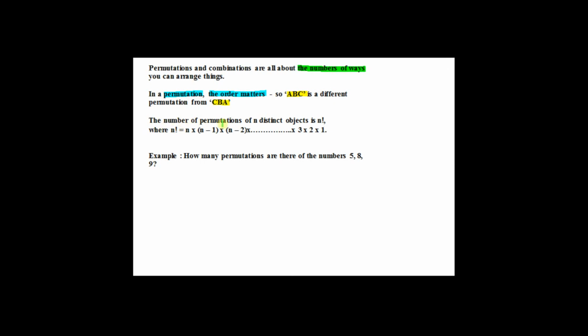The number of permutations of n distinct objects is n factorial, where n factorial equals n times n minus 1 times n minus 2 all the way to 1. For example, if you have 5 factorial, you start with 5. 5 minus 1 will be 4. 4 minus 1 is 3. 3 minus 1 is 2. 2 minus 1 is 1. This equals 120. You can also press your calculator for 5 factorial. You will get the answer 120 directly.